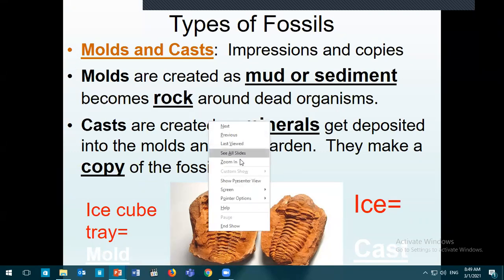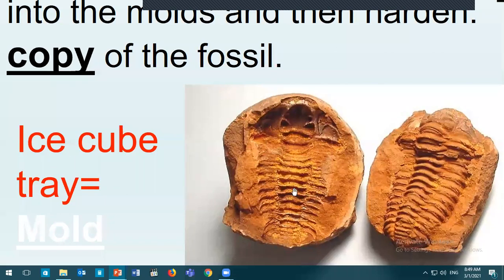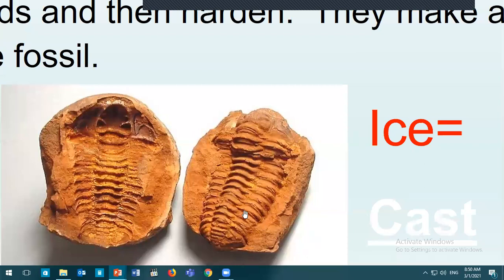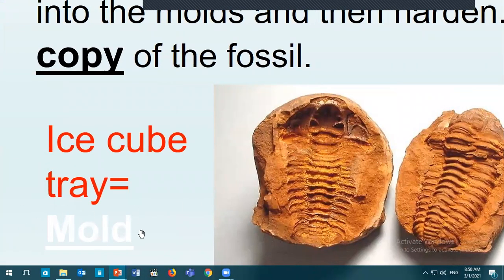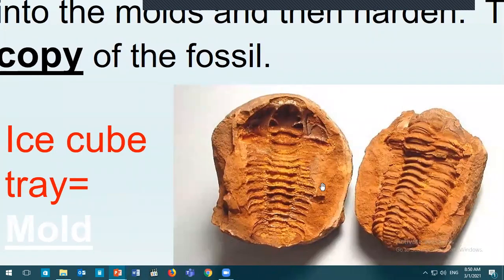This is mold. The one on the left is called mold. It's like the ice cube tray. Do you know the ice cube tray? The one we put in the fridge, where you fill it with water and then put it in the freezer to make ice. When we take the ice out, it takes the shape of the tray, right? So the ice cube tray is actually the mold in this case. And the ice we take off, that takes the shape of the tray, is called cast. The same in here also. So we understand now the difference between mold and cast.